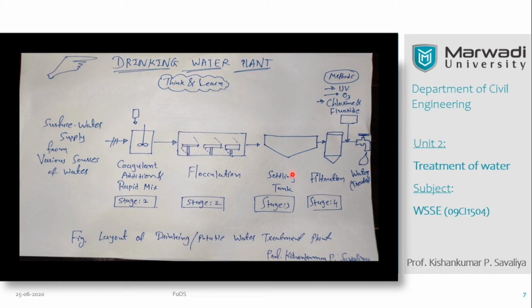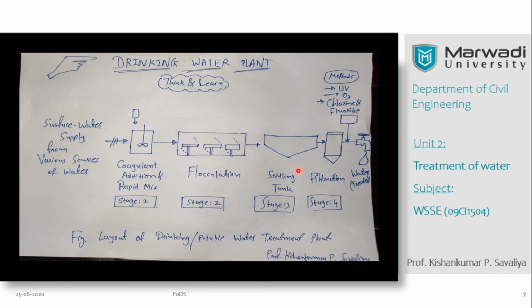The next stage is the filtration process. Normally, we have a filter in our house, but that is at a smaller scale. When we are talking about the plant, we require a big filter. There are two types of filtration process. Number one, we can filter the water by sand. Number two, we have a carbon filter.